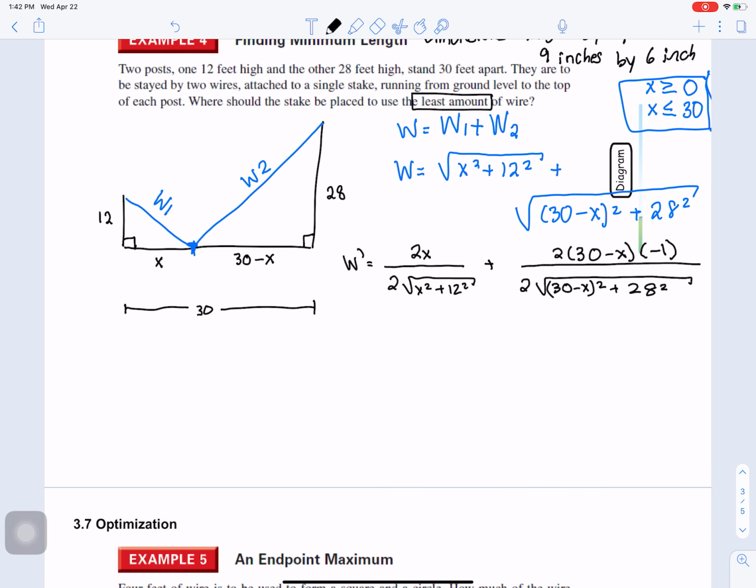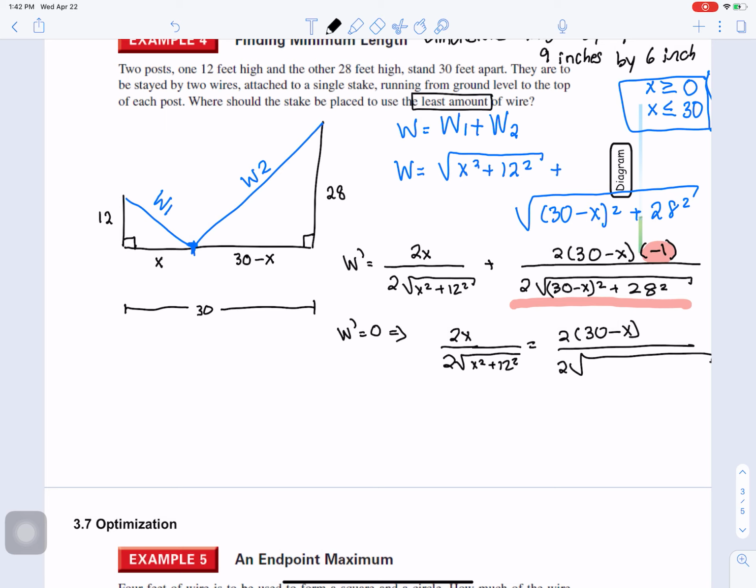I want to set this derivative equal to 0 and then solve for x. So what I'm going to do is I'm going to do w prime equals 0 implies. Now I'm going to make this entire w prime expression equal to 0, but because this term is negative, I'm going to take this whole second piece and move it to the other side. So when I set it equal to 0, I'm going to get 2x over 2 square root of this stuff equal to 2 times 30 minus x over 2 times this stuff. So it's just like me moving that term over. I kind of just skipped a step there.